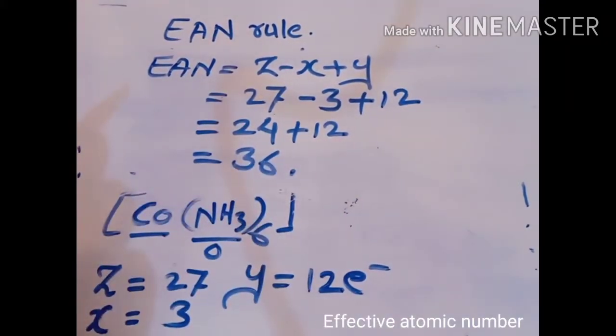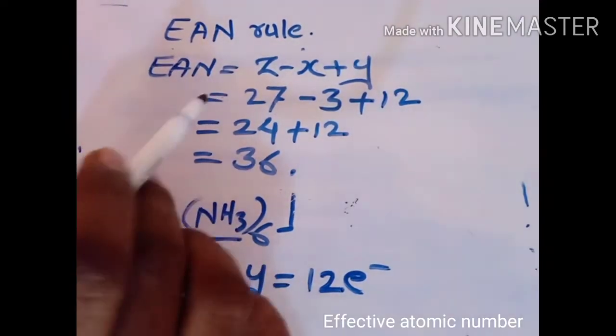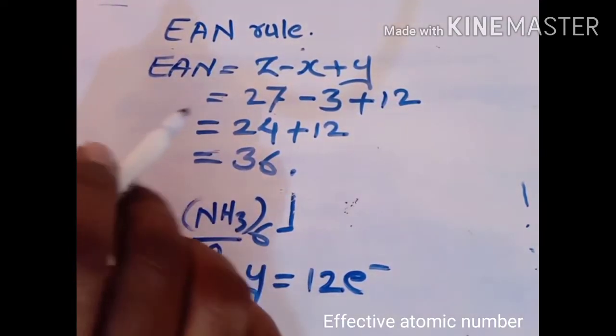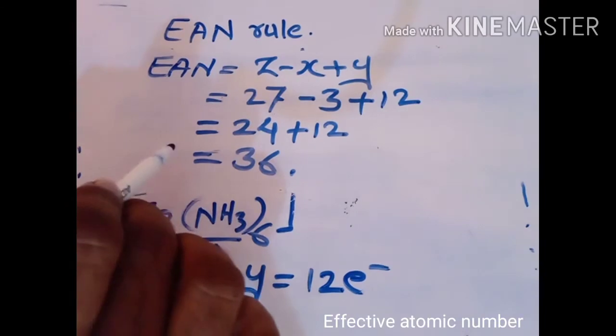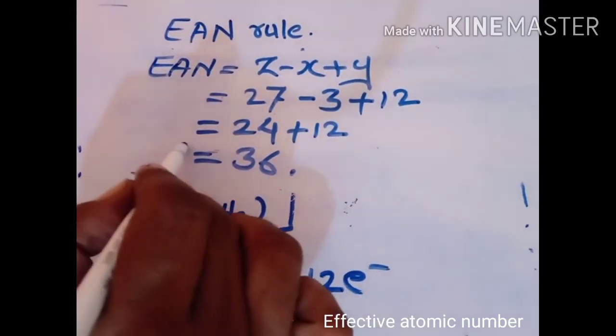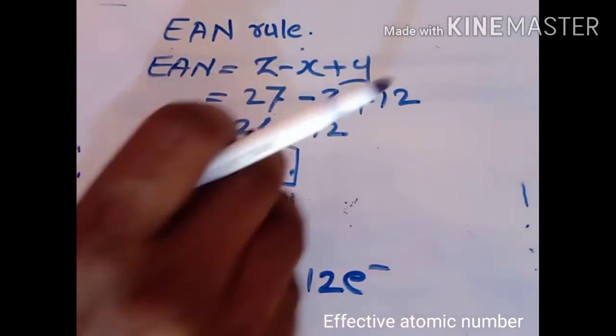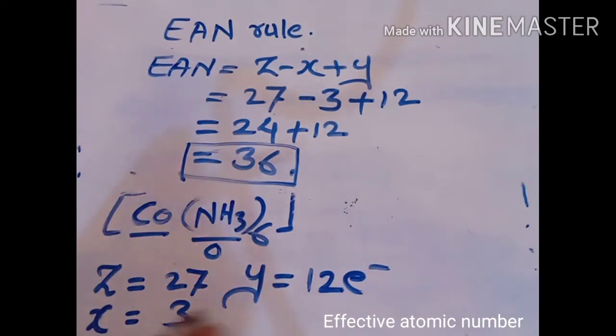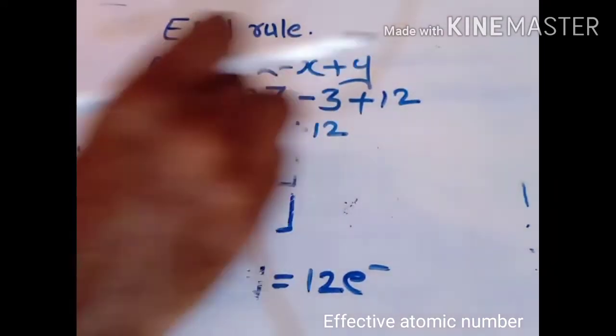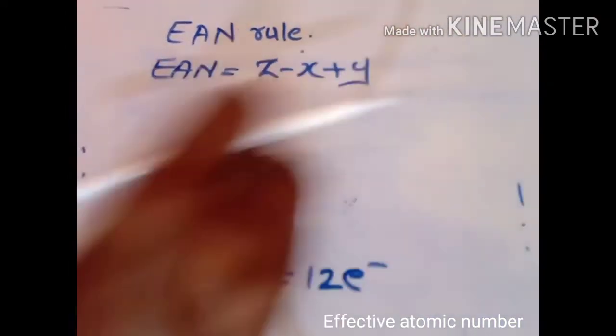This 36 is the nearest noble gas electronic configuration, that is krypton. That's why we can say this complex obeyed the EAN rule. Okay, so that is the first example. Now we shall try to calculate another example by using this formula.